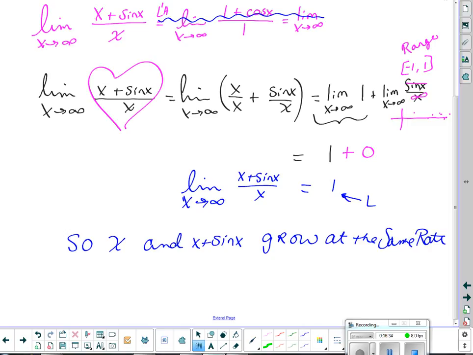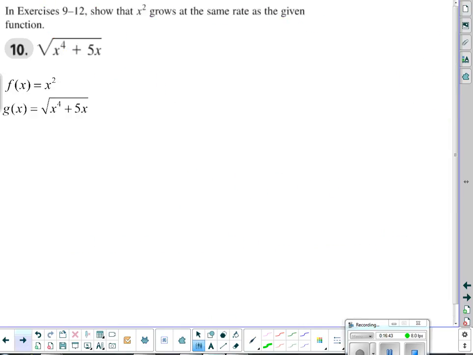Yeah, never give up. Try a different route. If the first road led you to some difficulties, try a different path. Sometimes it will get you there. All right, number 10. Show that x squared grows at the same rate as the given function.